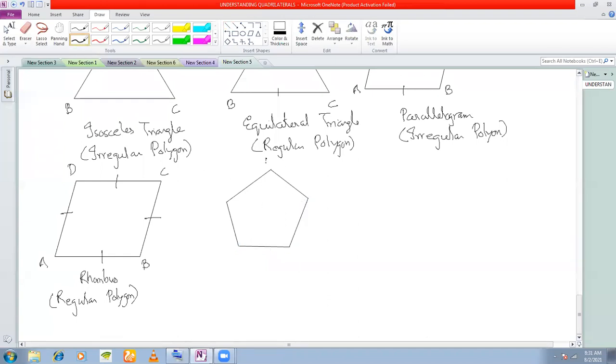How about this polygon? Regular or irregular? Sir, irregular. I don't know. If I give you all the sides to be equal, then it is a regular polygon. Otherwise, it is an irregular polygon, right? This is a pentagon. Since I have given you all the sides to be equal, we can now call it a regular polygon. If I don't give you all the sides to be equal, then you will call it an irregular polygon.